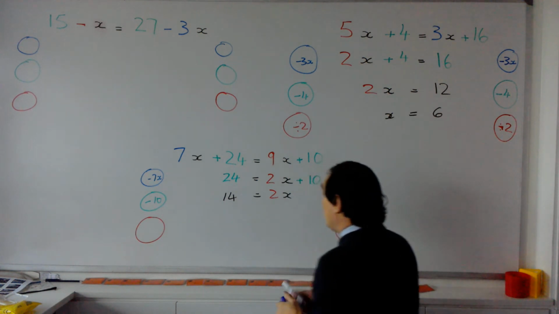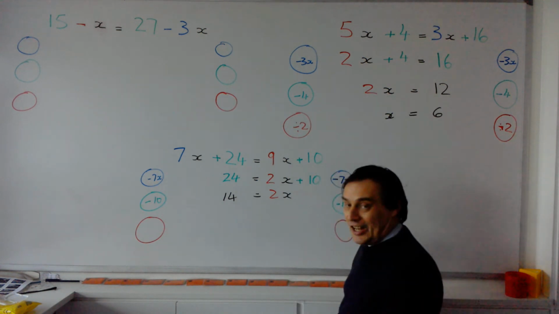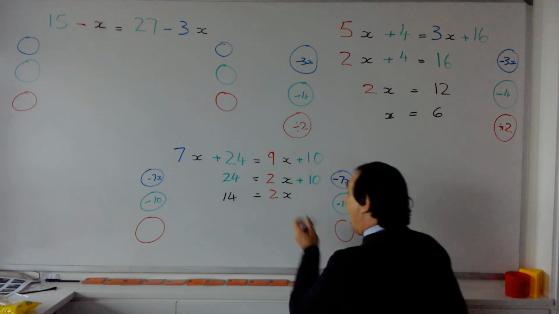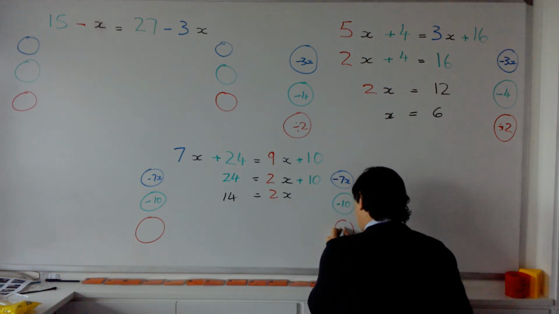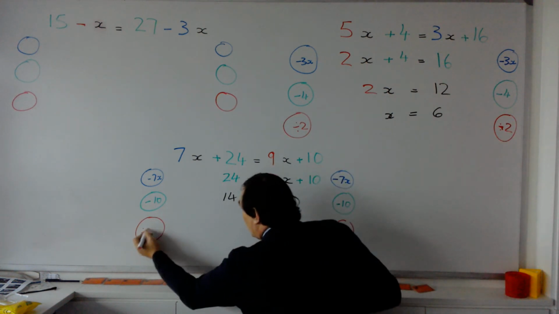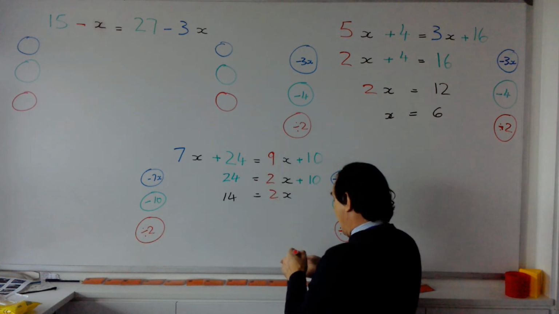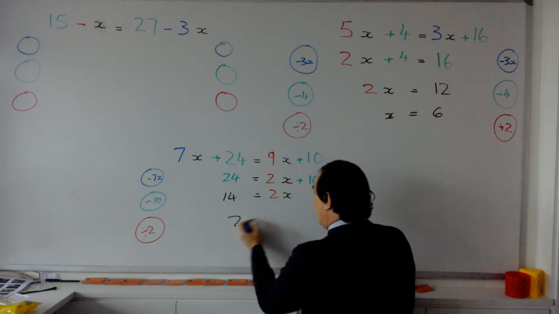Right, so final bit now. The green and the blue stage, they finished, as you see they're on the floor. We're going to divide by 2, because we've got the red 2 in front of the x. And that will just leave us with 7 equals x.